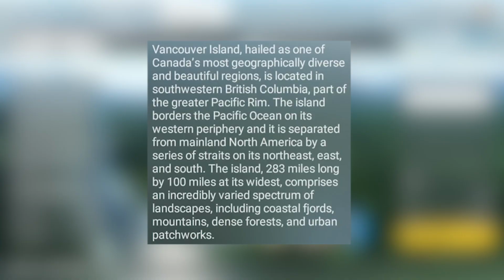Vancouver Island, hailed as one of Canada's most geographically diverse and beautiful regions, is located in southwestern British Columbia, part of the Greater Pacific Rim. The island borders the Pacific Ocean on its western periphery and is separated from mainland North America by a series of straits on its northeast, east, and south. The island, 283 miles long and 100 miles at its widest, comprises an incredibly varied spectrum of landscapes, including coastal fjords, mountains, dense forests, and urban patchworks. Home to British Columbia's capital, Victoria, Vancouver Island has Canada's most temperate climate due to the Pacific's influence, with many areas rarely experiencing freezing temperatures.